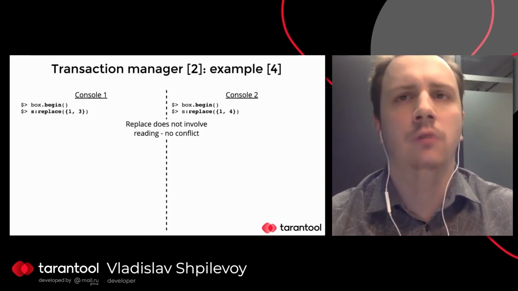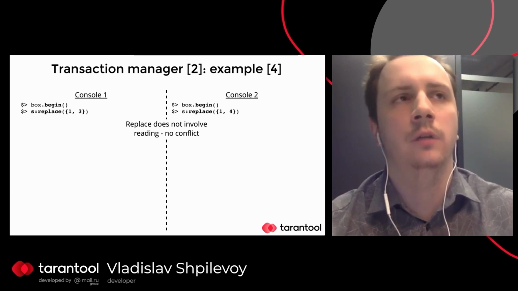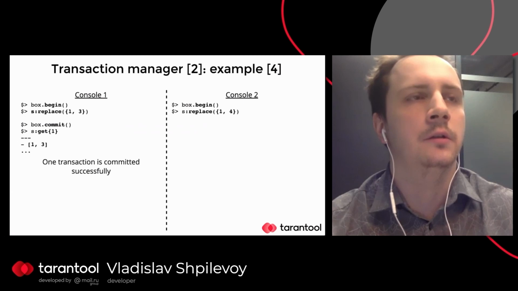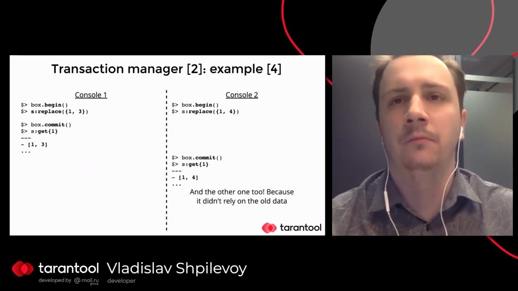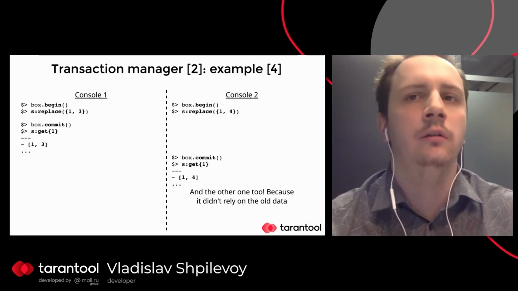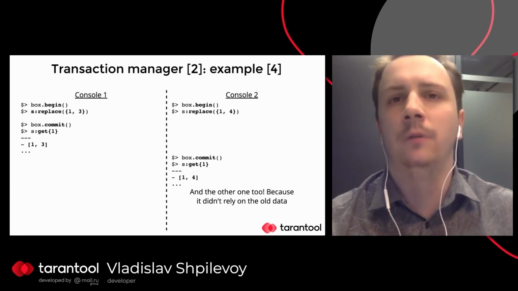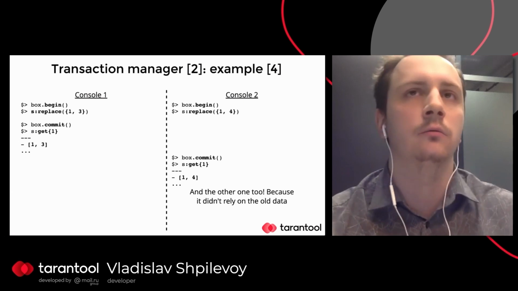To demonstrate why it matters if the transaction is reading, if it relies on the old data, I do a replace instead of an update, also by the same key 1. First transaction is committed successfully, and the second one too. Because it didn't read the old data, it didn't rely on the old data, and it can't be broken, even if the data is changed before commit but after begin by some other transaction, so it works fine too.